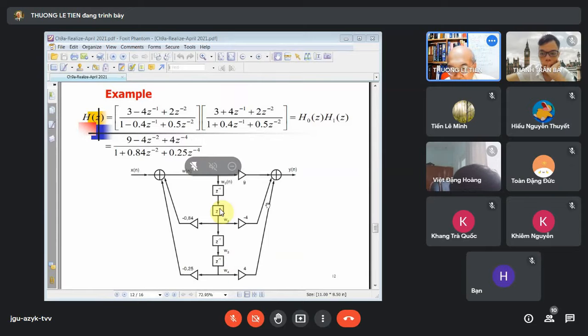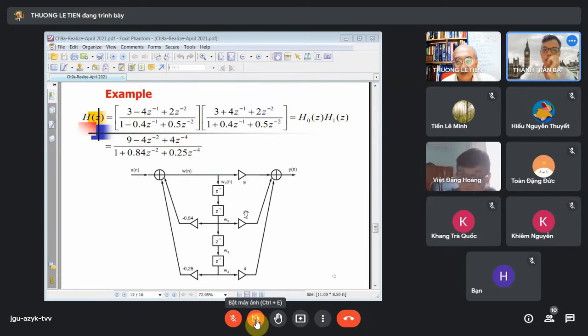What is the form of this one? Cascade. And what is the form of this one? Canonical form, or direct form.